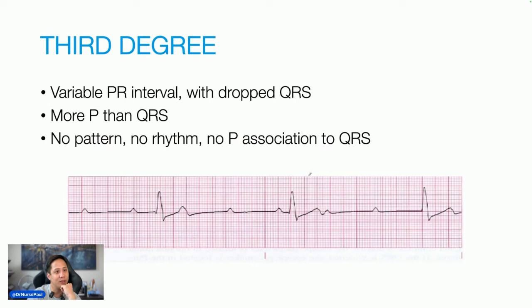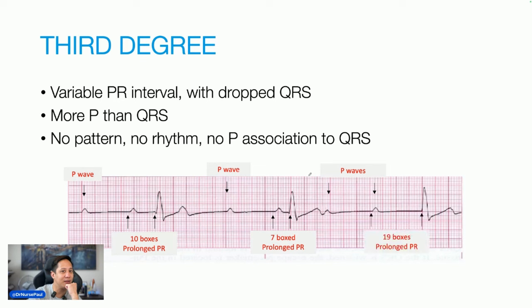Let's start with a P wave there, then a drop, then a 10-box PR interval, then a P wave, then a drop, then a 7-box interval, then a P wave again, then another P wave, then an interval of 19 boxes. Is there a pattern? Yes or no? Anyone? There is no pattern.